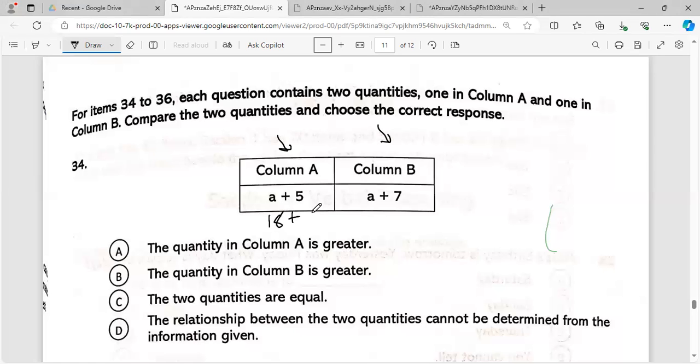It would still be bigger because 7 is a bigger number. 18 plus 5 will be 23, and 18 plus 7 will give you a larger answer. Sir, I think it's B.